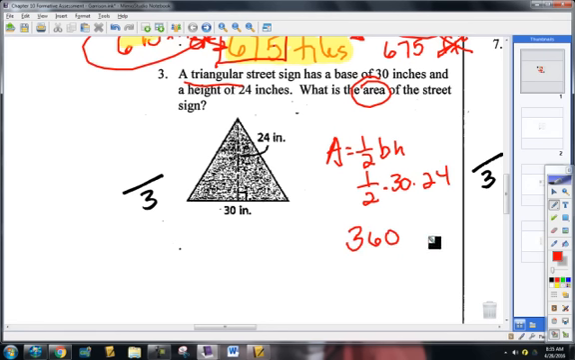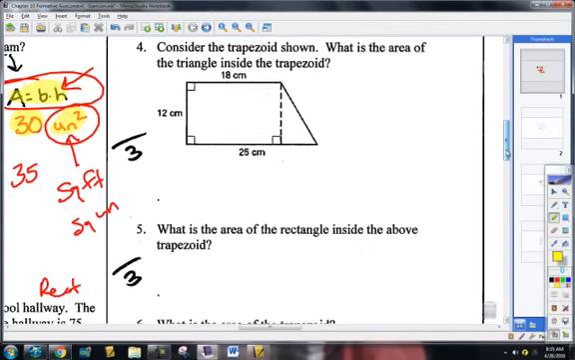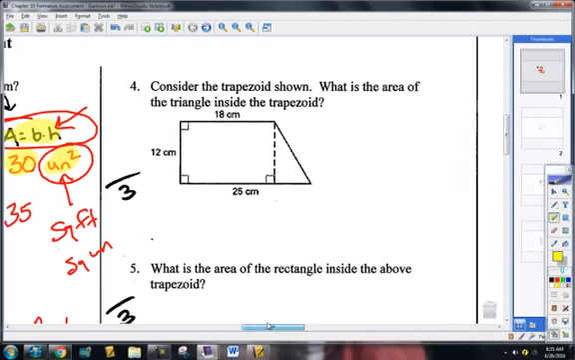360 inches squared. So, this you obviously had to have the formula. That's 1 point. The answer, that's 1 point. And you had to have inches squared or square inches. You had to have that. Everybody go with that? Go ahead and put what you got out of 3. Okay, let's go up. Number 4.